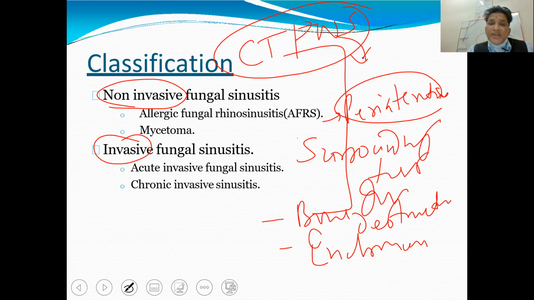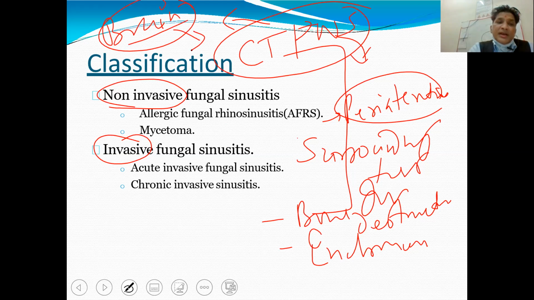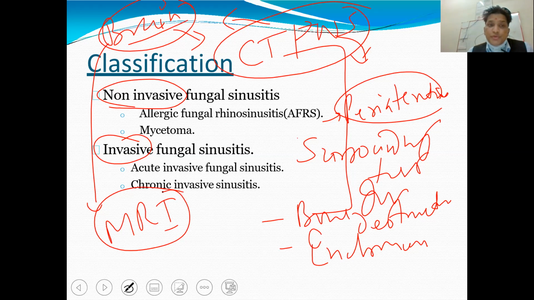But if you are having some kind of suspicion about brain parenchyma encroachment, then obviously MRI will be supplementary and will have a superior resolution, and it will demonstrate a much better picture about the encroachment of the subdural space and brain parenchyma.